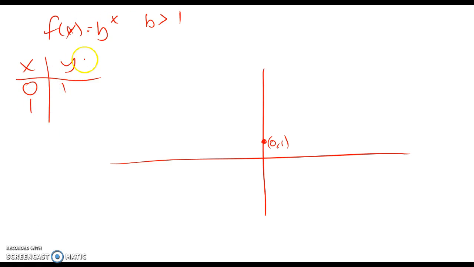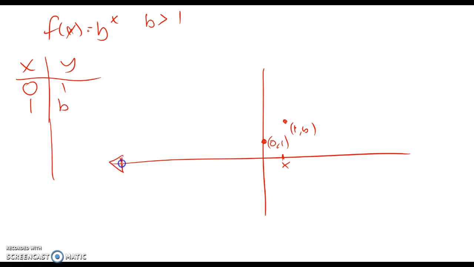If x is 1, y is b, b to the 1. B is some positive number greater than 1. So we're going to have a point here when x is 1 that we have 1, b.